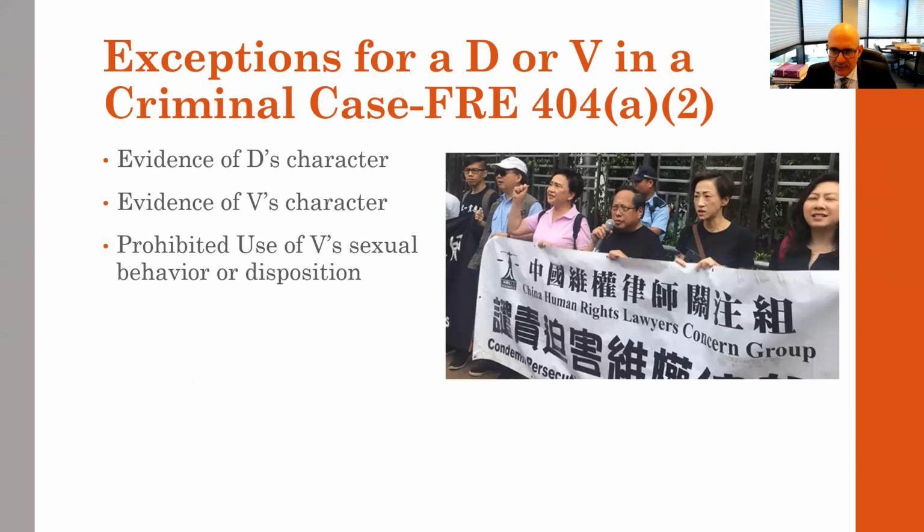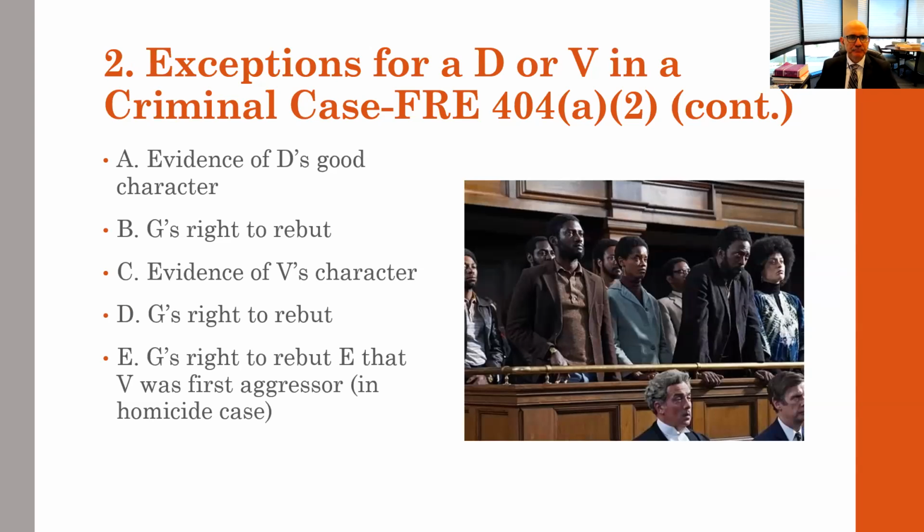Now, there are exceptions to the propensity prohibition in a criminal case under the rules. Let's remember that there's evidence of the defendant's character, evidence of the victim's character, and the limited use that we can have of the victim's sexual behavior or disposition. Reviewing this quickly, under the mercy rule, which is an exception to the propensity prohibition, we have the right to present evidence of our client's good character. But the government has the right to rebut, and that can cost us very dearly.